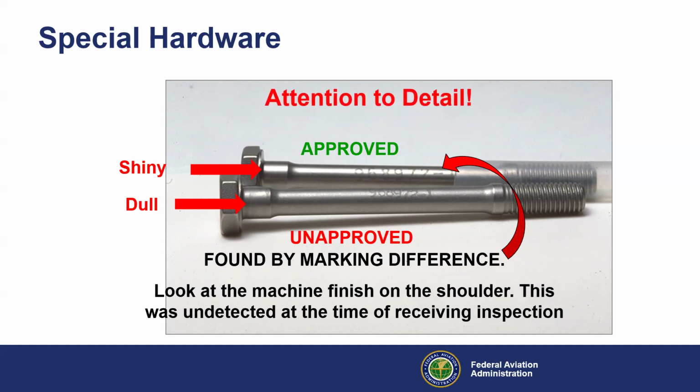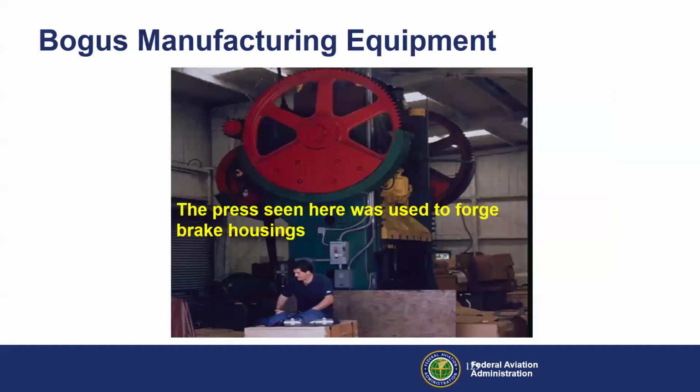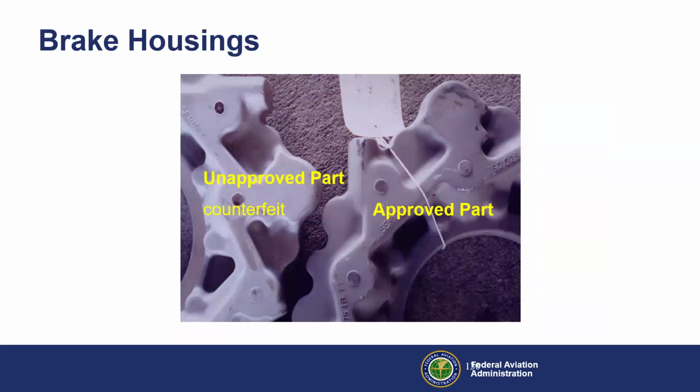Attention to detail. Here is a big, very expensive press used to forge brake housings. Here are some of the brake housings that it produced. On the left is the unapproved counterfeit part, and on the right is the approved part.